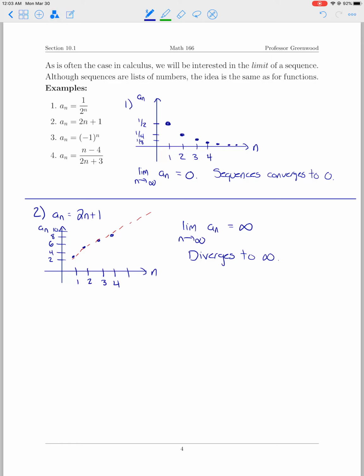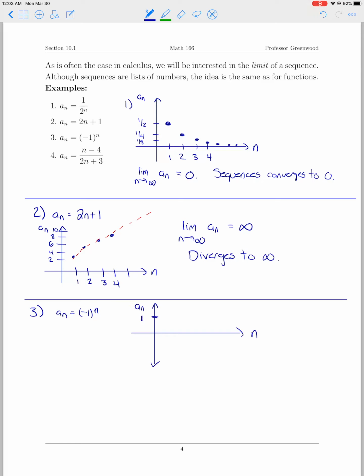All right, let's look at the next example. Here, a sub n is equal to minus 1 to the n. When I sketch a graph of this, again I'll have my n axis and my a sub n axis, with a plus 1 and a minus 1 on this axis, and then 1, 2, 3, 4, 5, and so on. When I plug in 1 into this formula, I get a negative 1. When I plug in 2, I get a 1. When I plug in 3, I get a minus 1.